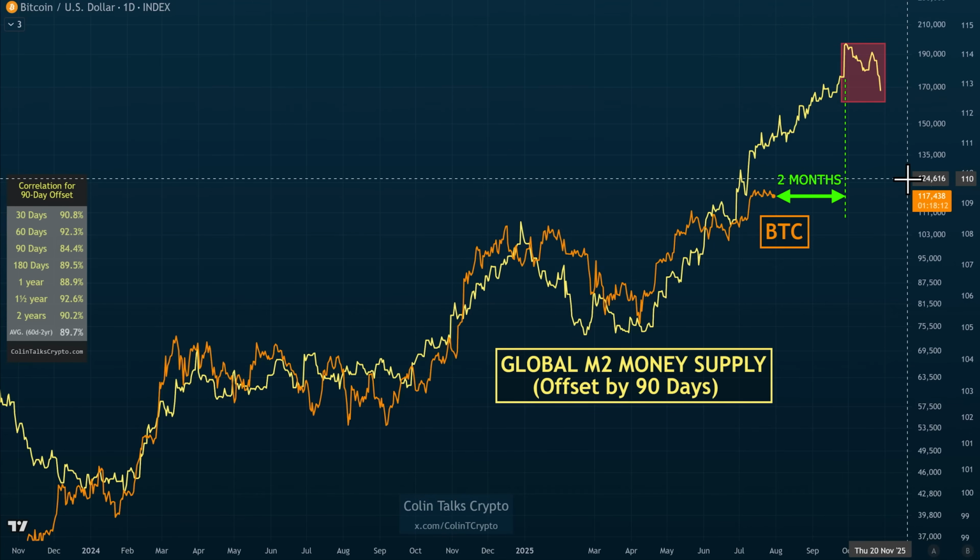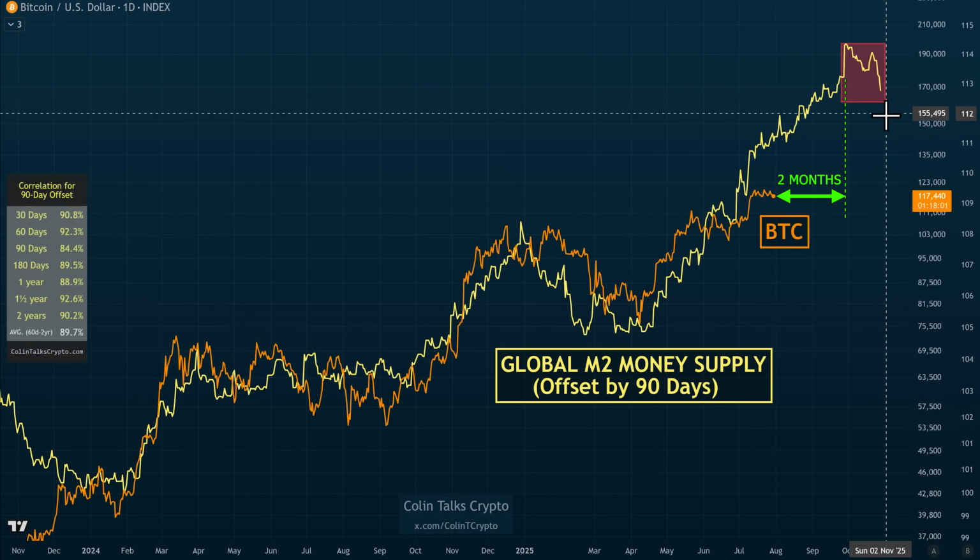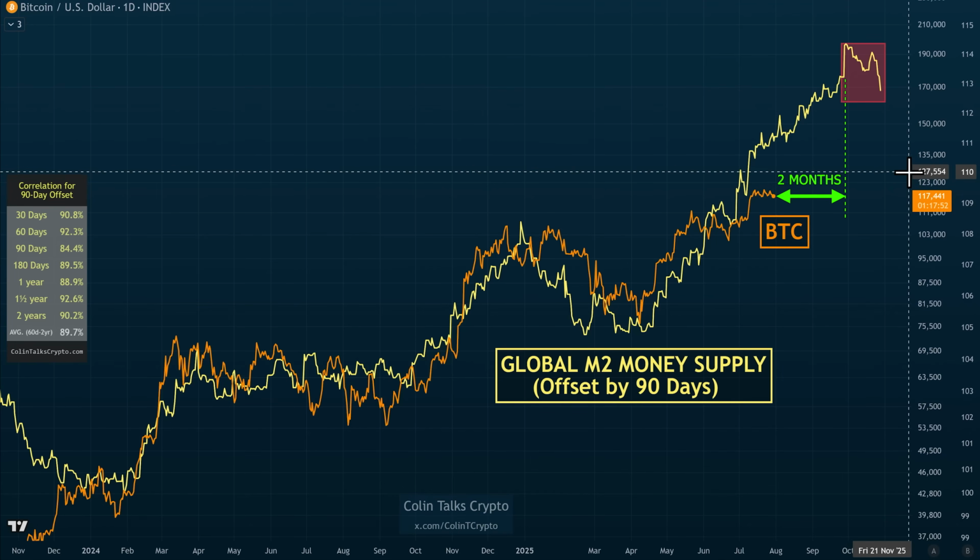Like, we know that global M2 can give us a false sense of security. It can keep heading up while Bitcoin drops. But a scenario where global M2 actually just keeps dropping, that's not even trying to give us a sense of false hope. It's telling us directly global liquidity is leaving the system. So I would say that's even more bearish.